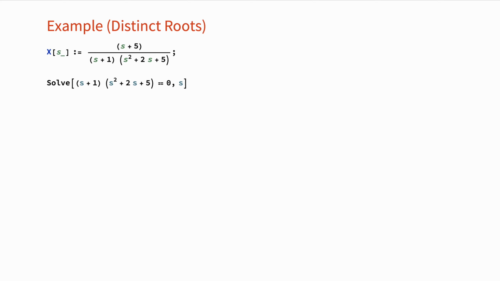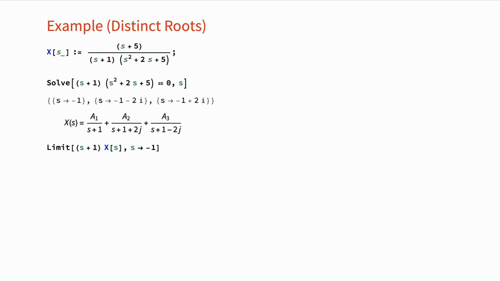First, we find the roots of the denominator of the Laplace transform. The Laplace transform can be expanded as shown here. Since we have three roots, the order of the denominator is 3. We have 3 first-order terms. Each of the constants a_k, known as the residue of pole p_k, can be calculated as we show here. We take the limit of s plus 1 times the Laplace transform X of s when s goes to the value of the first pole, minus 1.